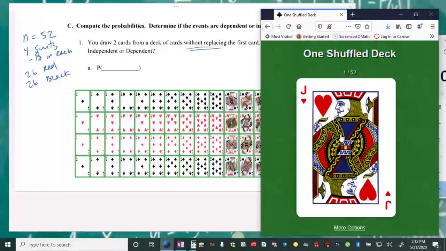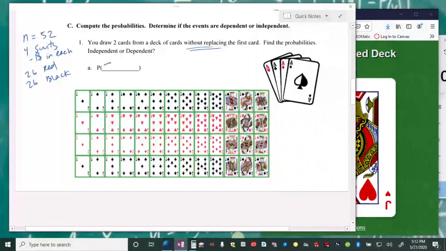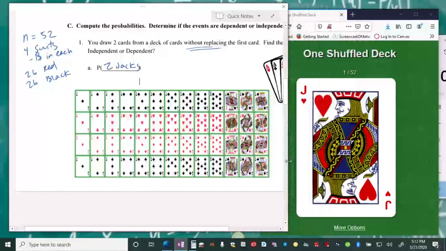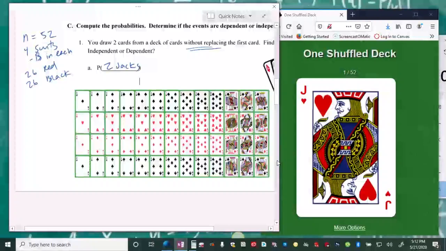So let's go ahead and make this the probability of choosing 2 jacks. We can make this smaller so that we can see both. Okay, so we want to know the probability of getting 2 jacks. I have right now drawn the jack of hearts, so I can cross that jack out. So this is a probability of a jack and a jack. When I drew that first jack, there were 4 of them in my deck of 52 cards.